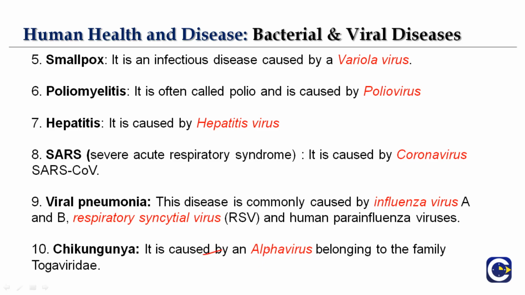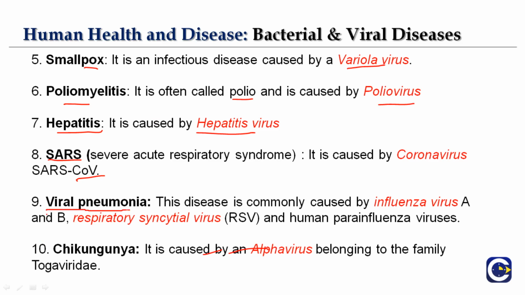They include smallpox. Smallpox has now been predominantly eradicated from India. It is an infectious disease caused by the variola virus. Next we have polio, a very common disease. You have vaccines for it. It is often called polio and it is caused by the poliovirus. It includes paralysis of your limbs. Hepatitis is caused by the hepatitis virus. SARS, severe acute respiratory syndrome, a very common disease in one part of our era, is caused by coronavirus SARS-CoV. And now we have coronavirus disease, which is caused by COVID-19.